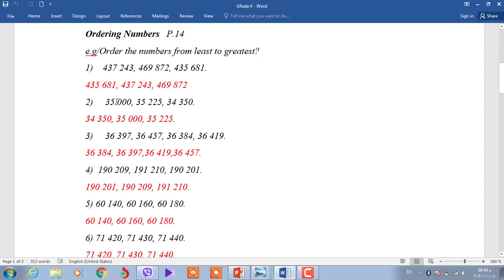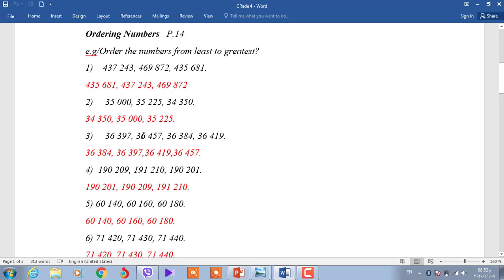We have 35,225 and 34,350. Which one is least? Absolutely 34, because 4 in 1,000, 5. So 34,350 is the least number. After that we have 35,000, because this one is greater, because we have 35,225. Okay, so 35,000, after that 35,225.